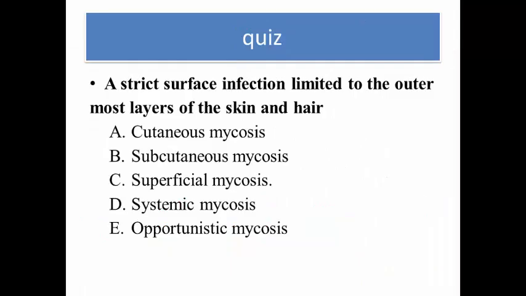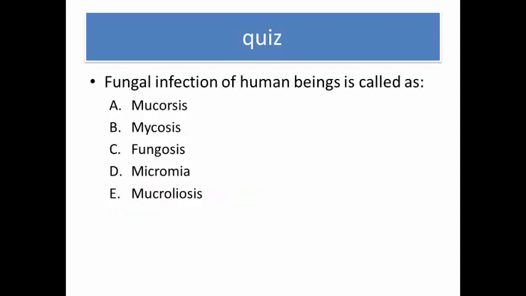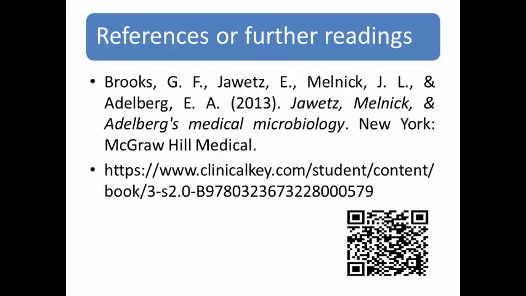Answer this. A strict surface infection limited to the outermost layers of the skin and the hair. Maybe cutaneous mycosis, subcutaneous mycosis, superficial, systemic, opportunistic, and of course the answer will be superficial mycosis. Fungal infection of human beings is called mucorrhosis, mycosis, fungosis, mycorrhizia, or mycorrhizasis, and it's of course mycosis.